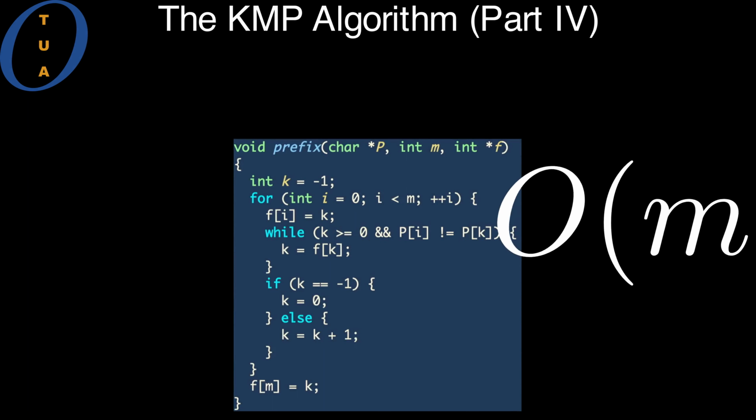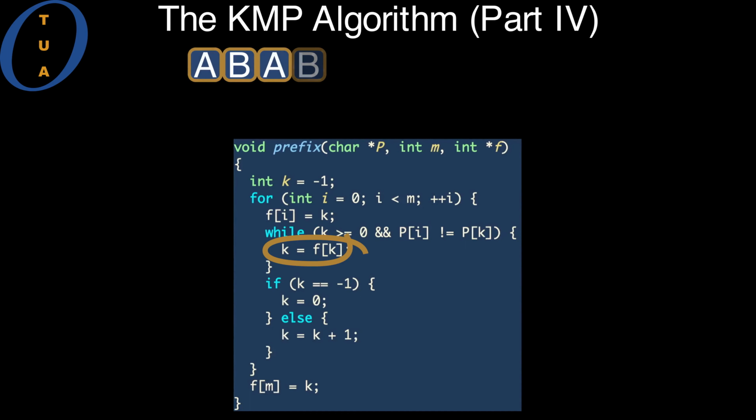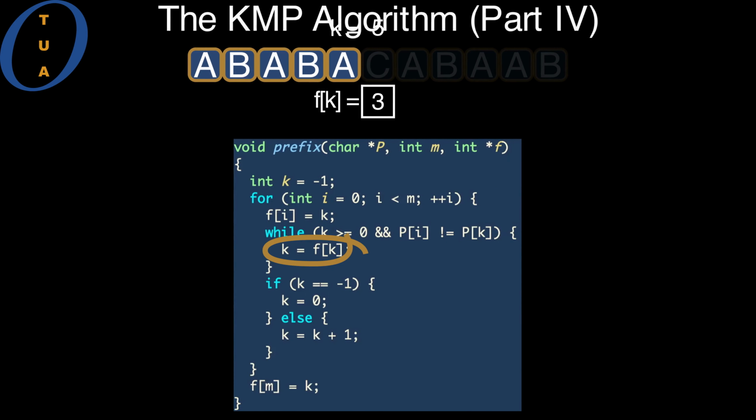Even if the code is seemingly quadratic due to the nested loops, a closer analysis reveals that it works in time linear in the size of the pattern. The key to understanding why lies in the body of the while loop. Consider an example pattern, some fixed index k into the pattern, and the value f of k. Because f of k is the length of a proper border of the first k symbols in the pattern, it means that f of k is strictly less than k. This means that in each iteration of the while loop, k decreases strictly, which we denote by a down arrow.